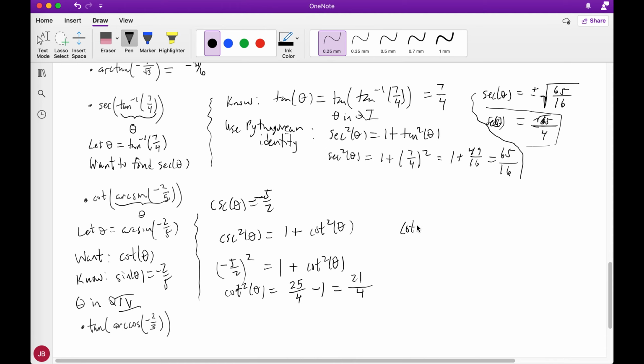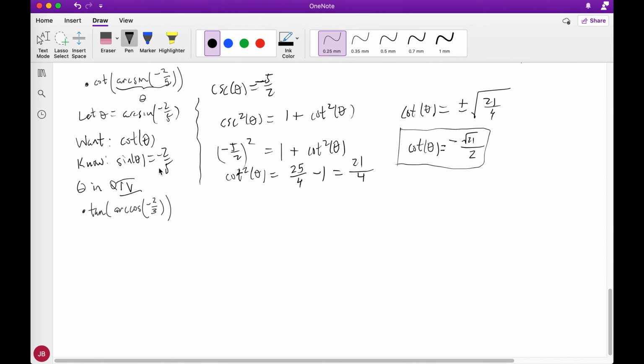And so now the cotangent of theta is plus or minus the square root of 21 over 4. But now that's root 21 over 2. But now, do we need a positive or a negative? Well, in quadrant 4, which is where theta is, cotangent is negative. Right? That's what we were trying to find.